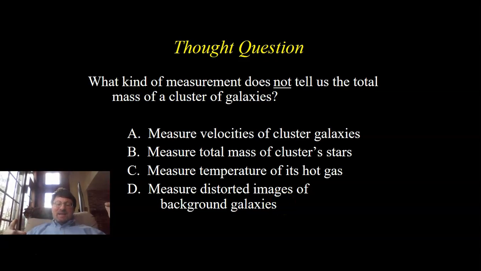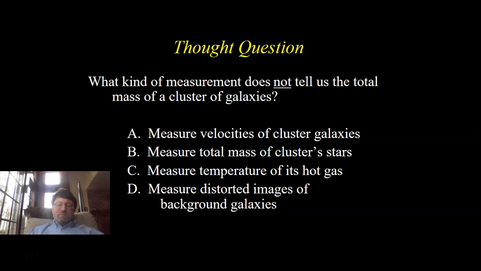It's not C, because that's what we talked about with that hot intergalactic gas, and the higher the temperature, the more mass must be holding that gas in place. It's not D, because as we just talked about, looking at gravitational lensing tells you how much mass the lens must have, and therefore it doesn't matter what kind of material the lens is made of. You'll be measuring its mass. It could be dark matter.